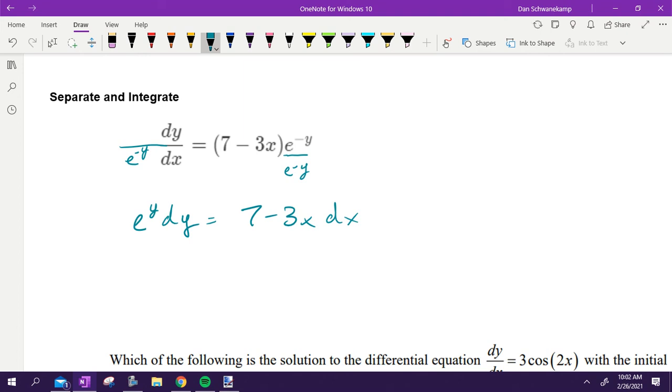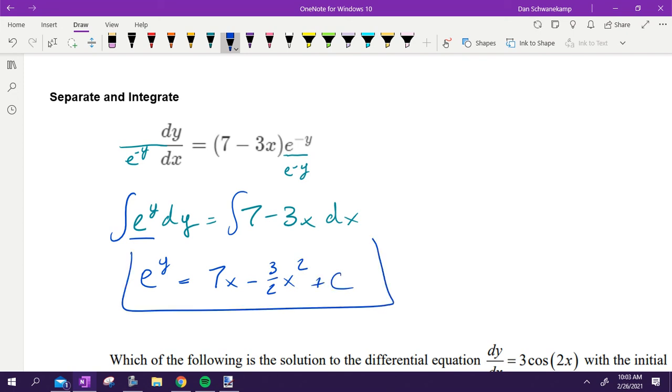We separated. Now we are going to integrate. The antiderivative of e^y is e^y. There's nothing with my exponent, it's just y, so I don't have to do anything fancy there. And on the right side, 7 becomes 7x. Negative 3x squared becomes negative: add 1 to my exponent, divide by my new exponent, plus c. That is the separate and integrate step. We didn't have to solve for c because I didn't tell you to. Questions there?